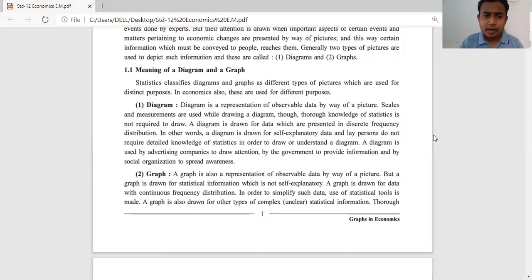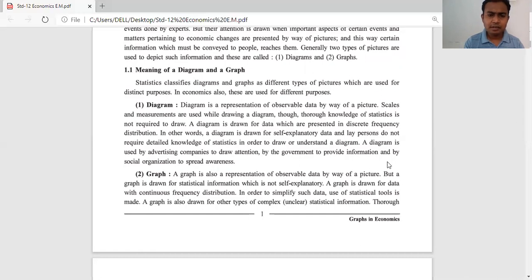A diagram is used by advertising companies to draw attention, by the government to provide information, and by social organizations to spread awareness. So diagrams are used by anybody. It can be used by any company. Nowadays, advertising companies use different types of diagrams to attract the attention of customers. Even the government uses diagrams to provide some information. Any organization, be it social, economic, whatever it is, everybody uses diagrams to give a message and to spread awareness.